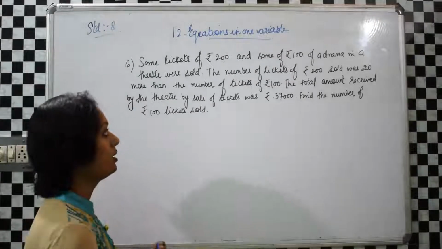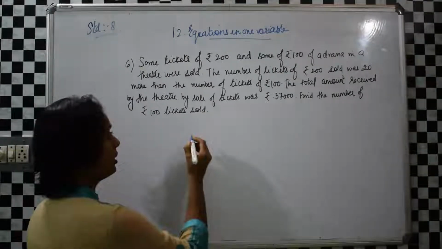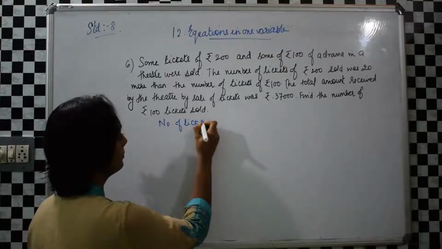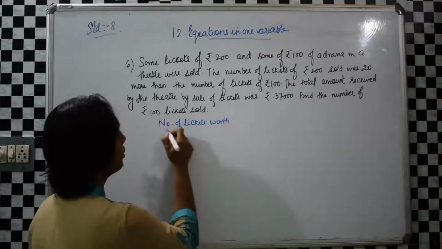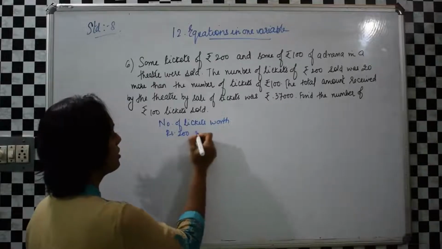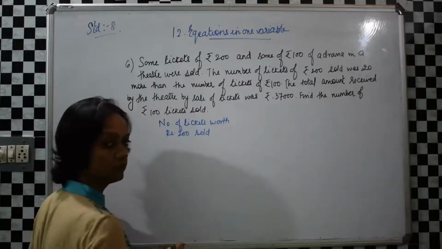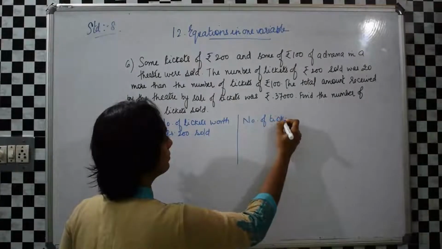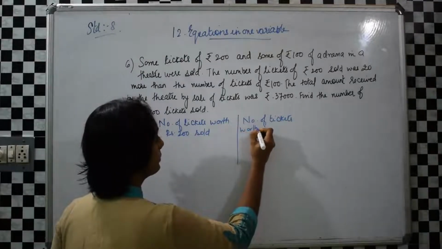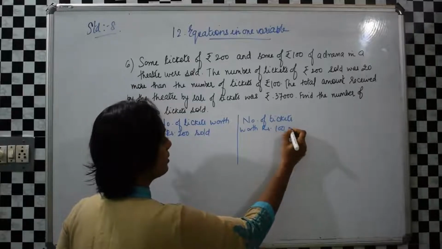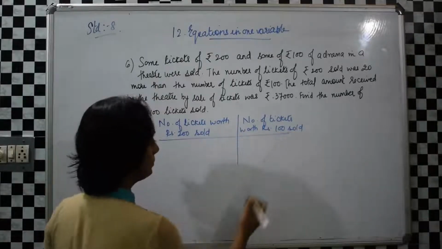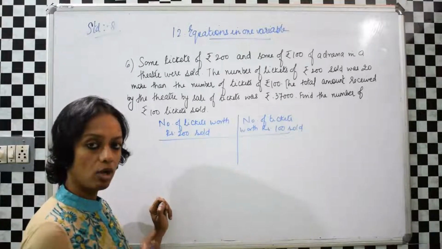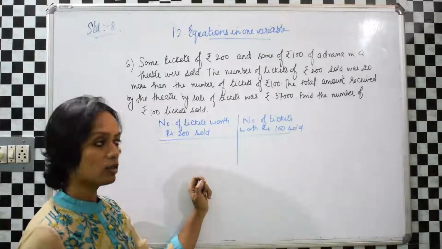Now we'll go part by part. Now I'll just make 2 columns here. I'll write here number of tickets worth rupees 200 sold, and here number of tickets worth rupees 100 sold. Instead of writing the steps in the form of sentences, we can make columns like this also.